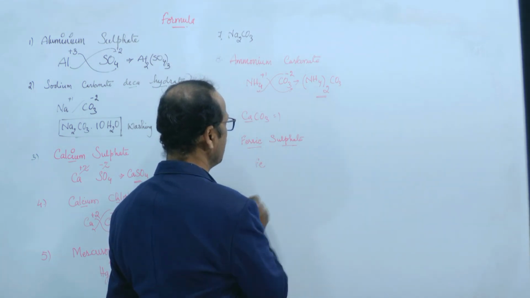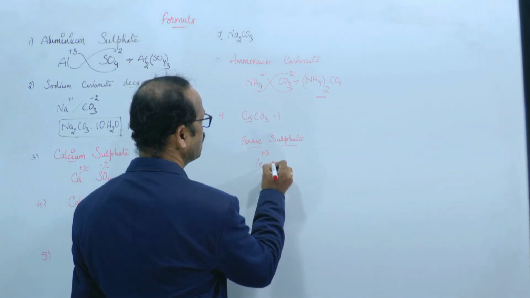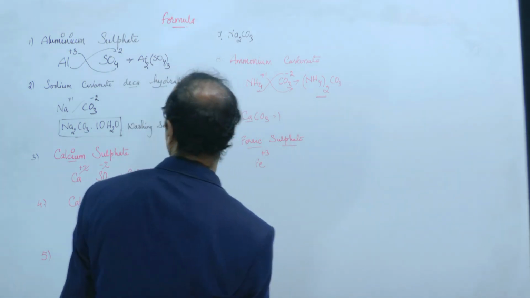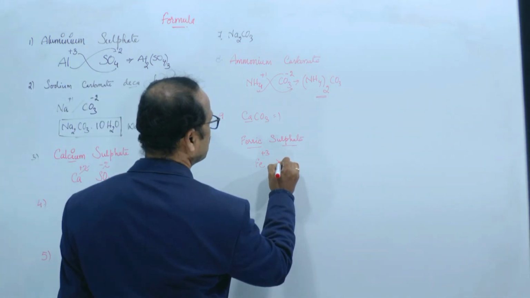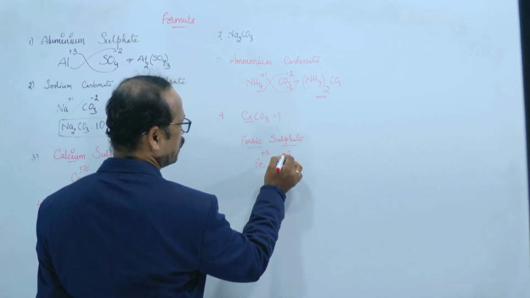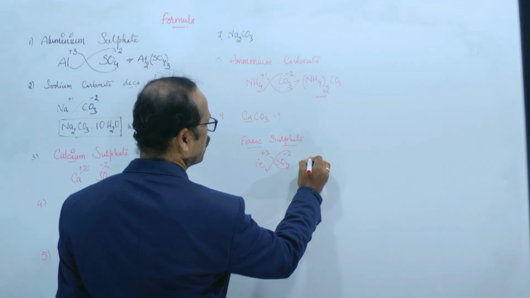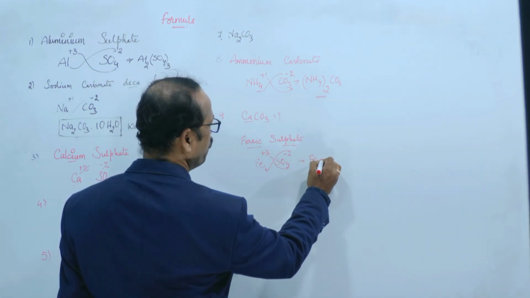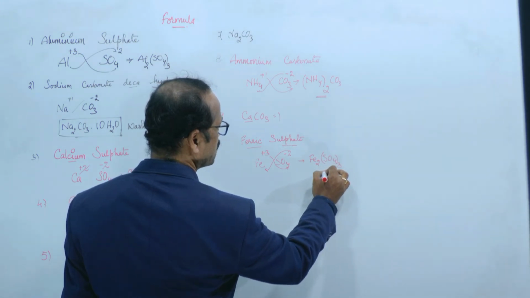So first you write the iron symbol, that is Fe, and valency is +3. Sulfate, already we have written sulfate here. So sulfate is SO4 minus 2. So you just exchange this 2 here, 3 here. It becomes what? Fe2(SO4) taken thrice.